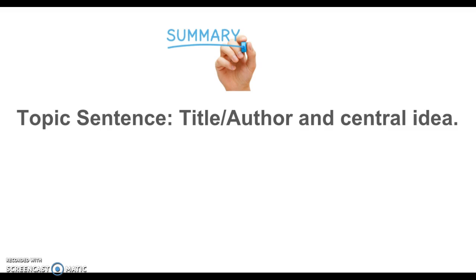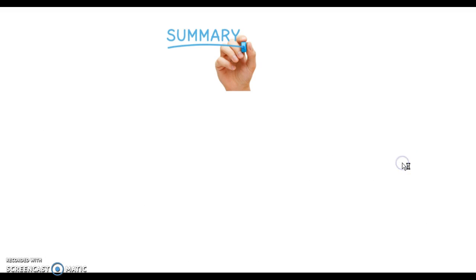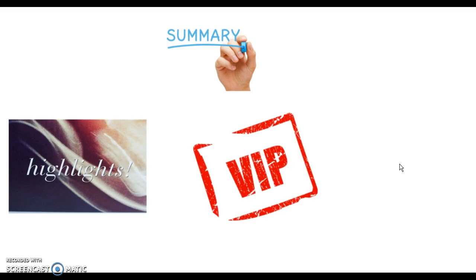Start with the topic sentence: the title, the author, and the overall central idea. For example, in the article, Notable Moments in the GOP Debate, reporters Thomas Fitzgerald and Maddie Hanna. Title, authors. Now my central idea: provide readers with the most entertaining and important moments of the Republican presidential debate held on Wednesday night. This is a past article. Title, author, central idea. Bam, first sentence done. Quick, easy, to the point. Then you just want to put in your highlights, very important points. Put them in sentence form. And you're out. And that's all there is to it.